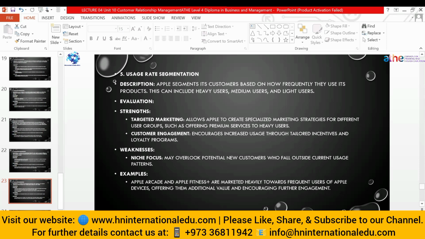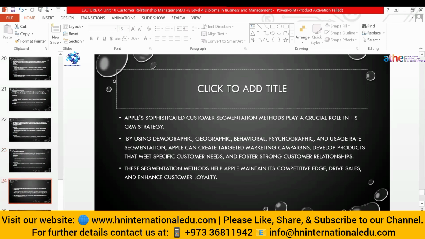For example, Apple Arcade and Apple Fitness are marketed heavily towards frequent users of Apple devices, offering them additional value and encouraging further engagement. Apple's sophisticated consumer segmentation methods play a crucial role in its CRM strategy. By using demographic, geographic, behavioral, psychographic, and usage rate segmentation, Apple can create targeted marketing campaigns, develop products that meet specific consumer needs, and foster strong consumer relationships.